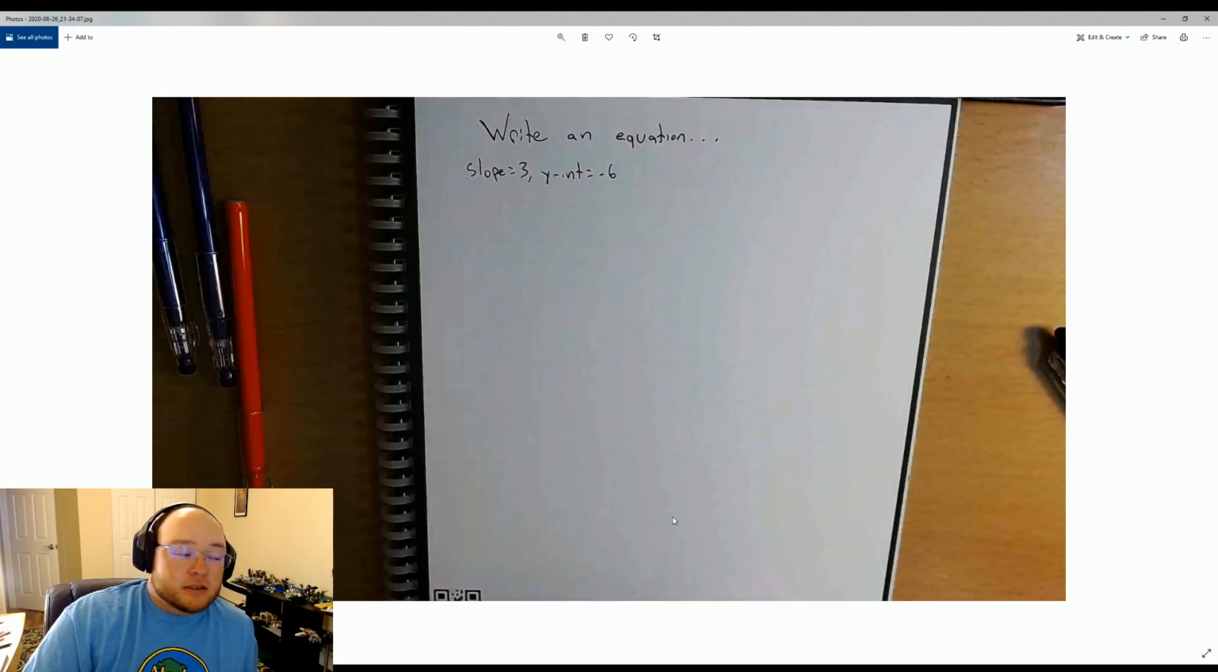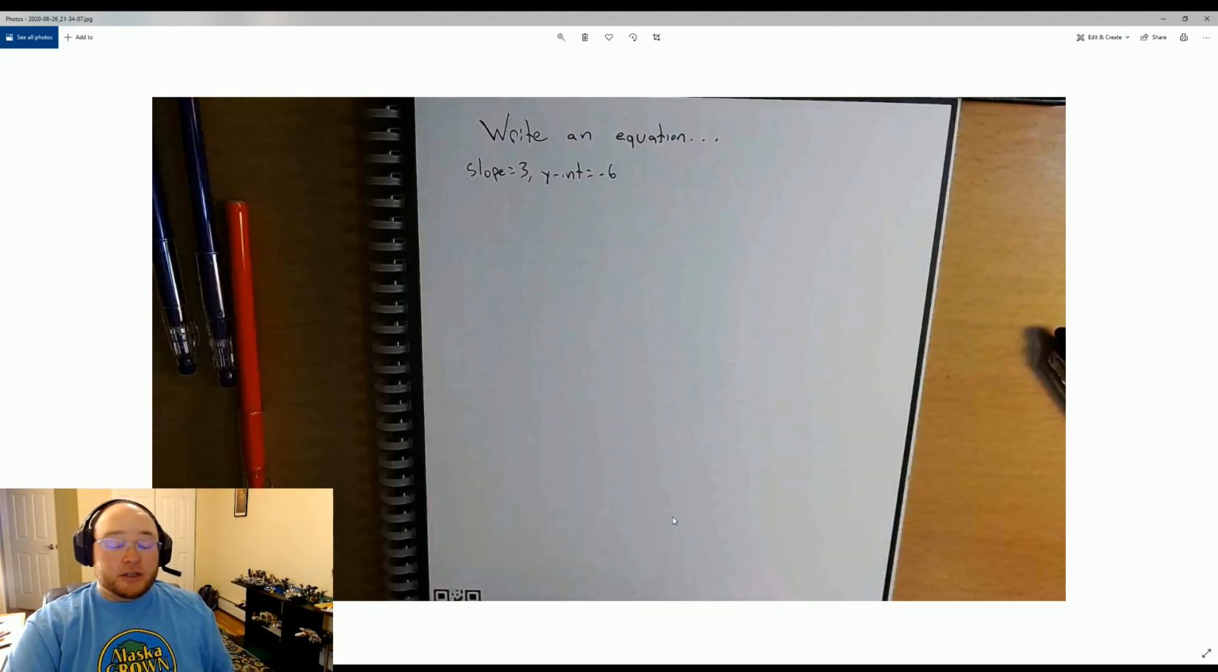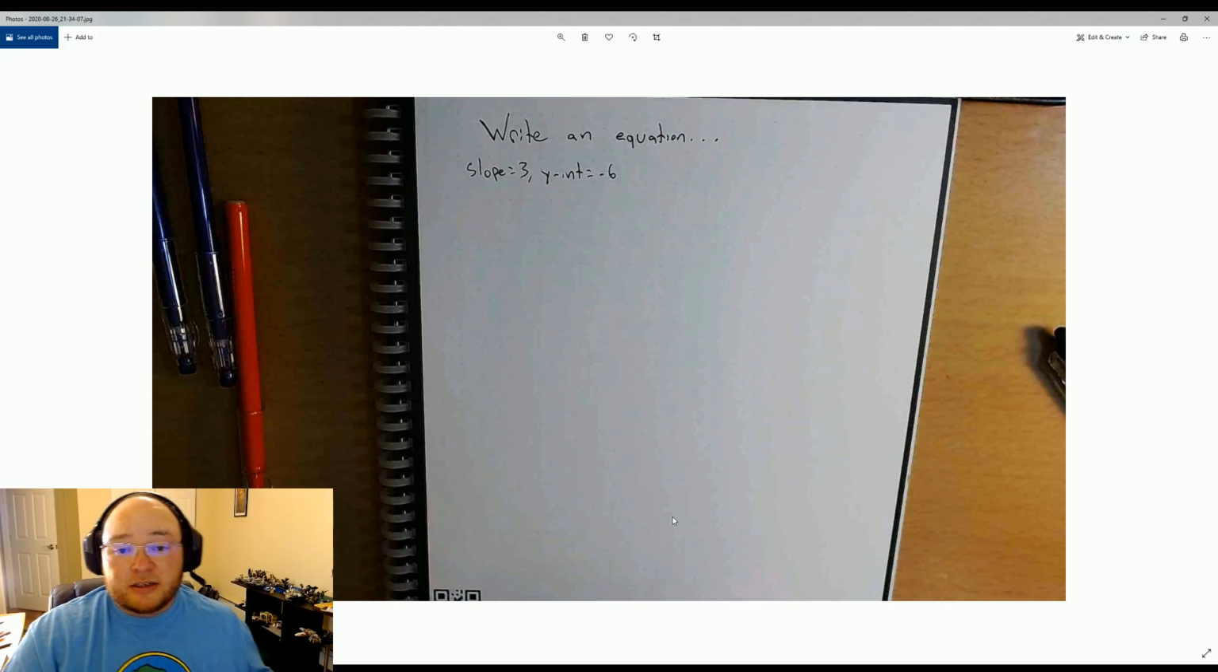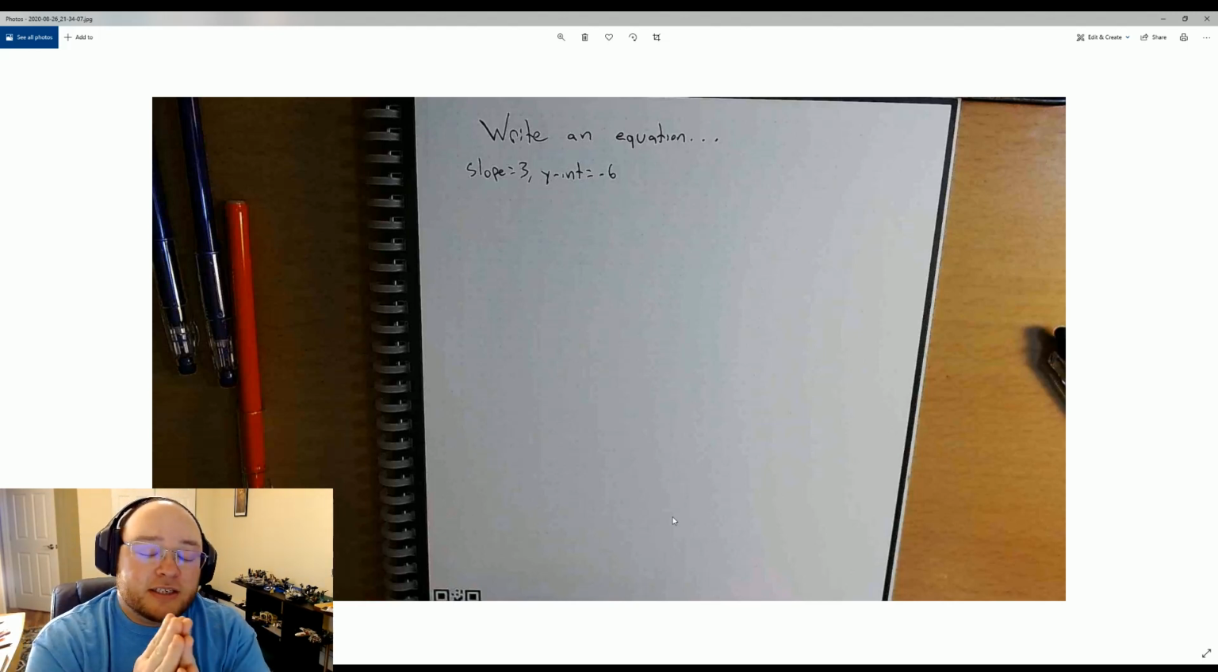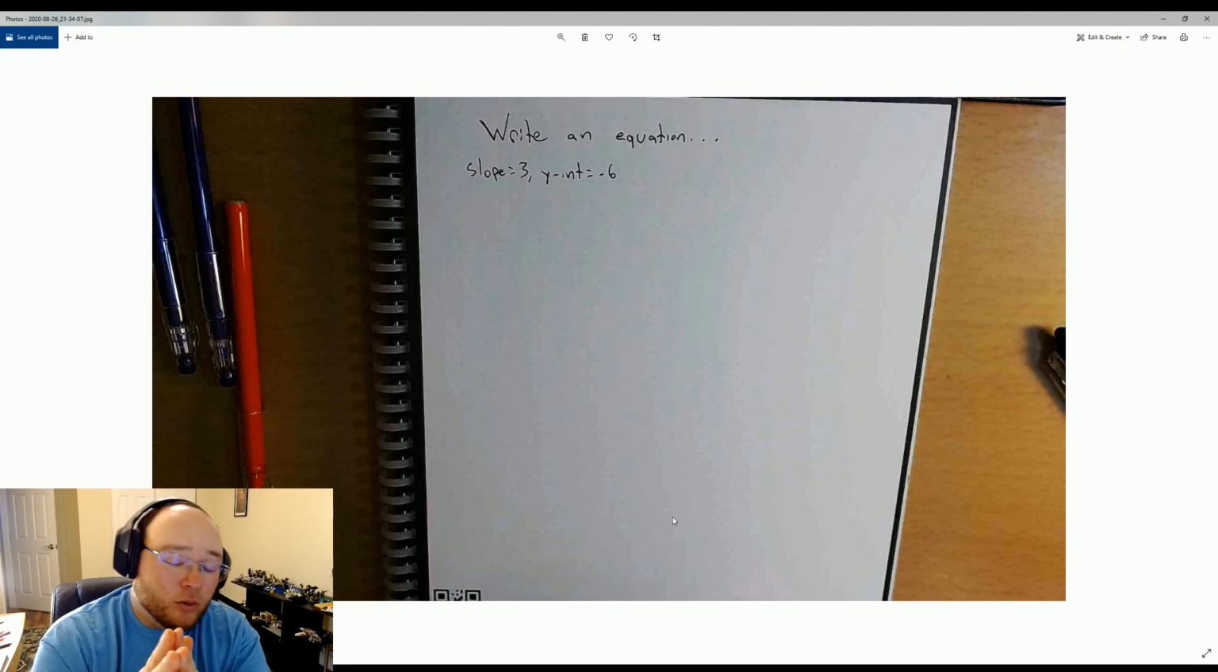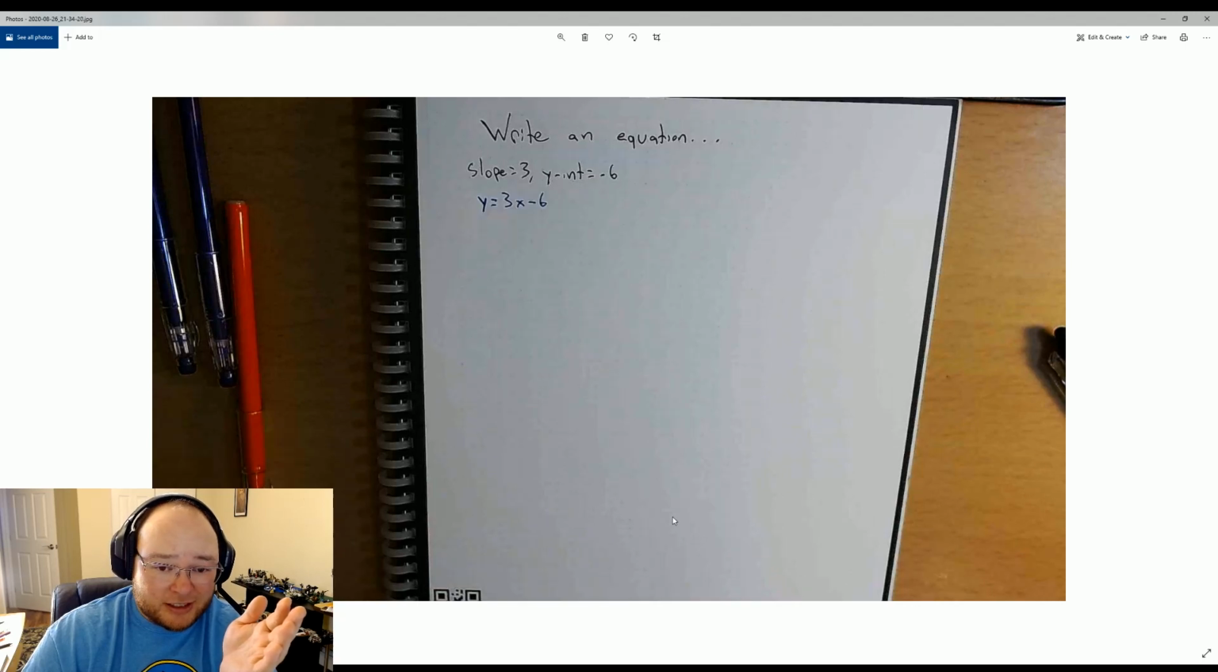Now there's sometimes where they're going to make you do a little bit of math, and basically each of these questions is going to add one extra step each time, and then it goes back to what it was. So this is basically the simplest one you can have. If I give you the slope and I give you the y-intercept, you just got to write y equals slope x plus y-intercept, and you're done.